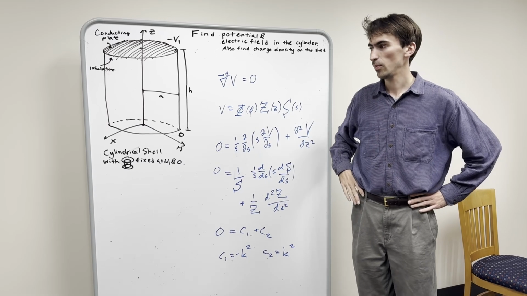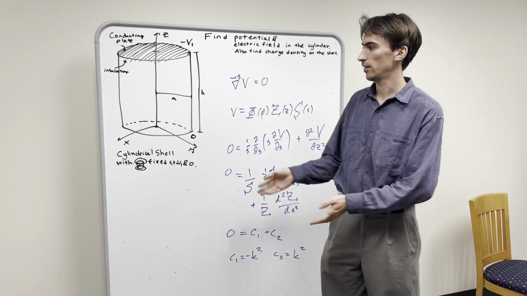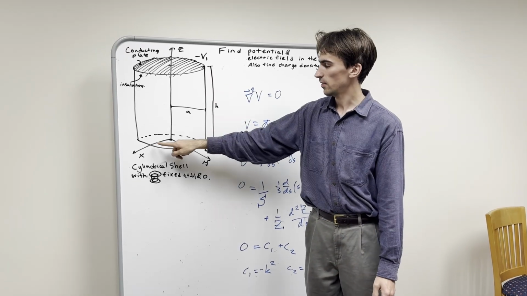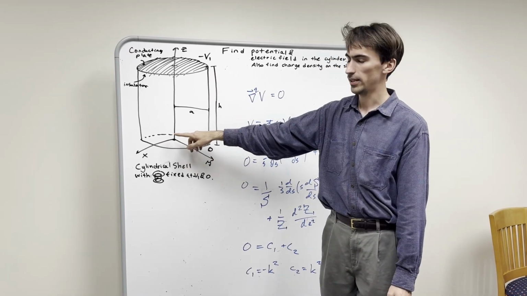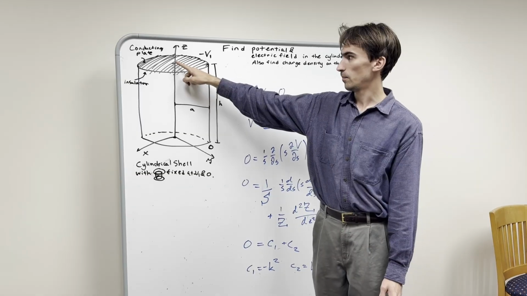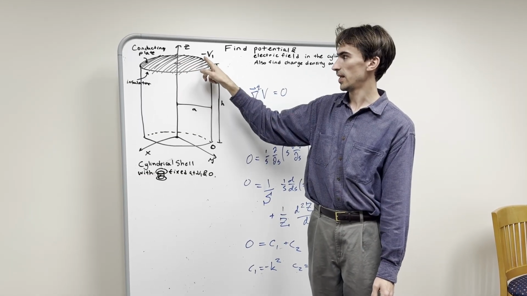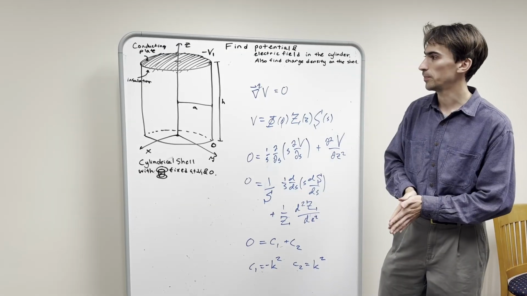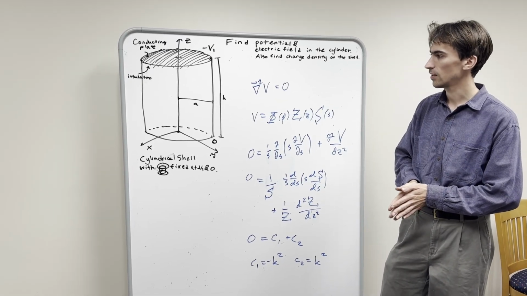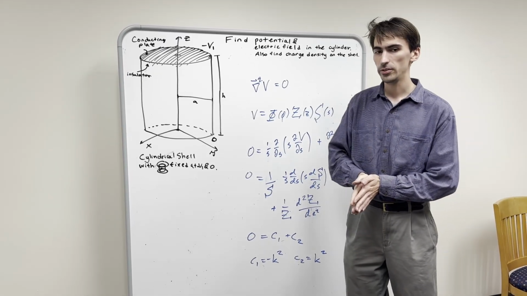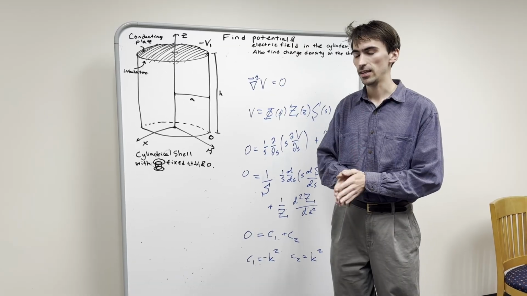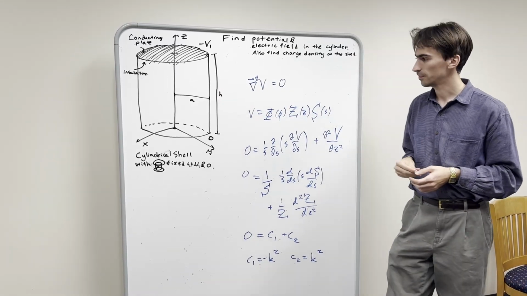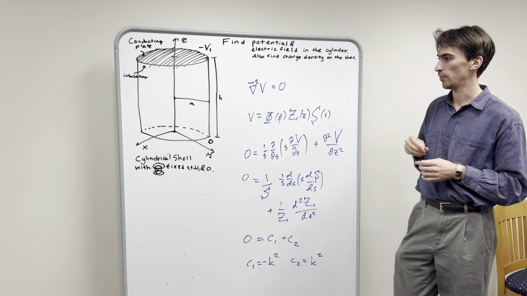Okay, our problem is this cylinder. It's metal. Everything, the walls and the bottom, are at potential equal to 0, but the top is held at potential equal to negative V sub 1. What we want to do is find the potential inside the cylinder using Laplace's equation. To do that, we're going to use separation of variables.